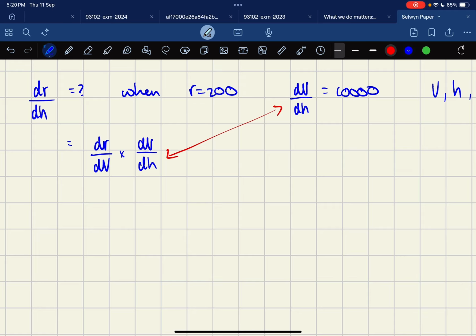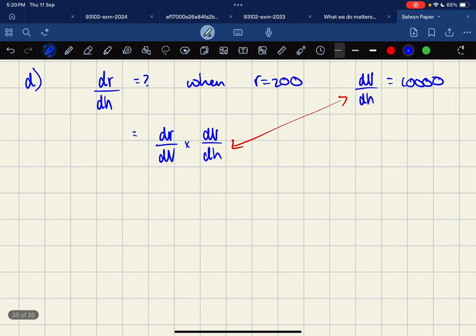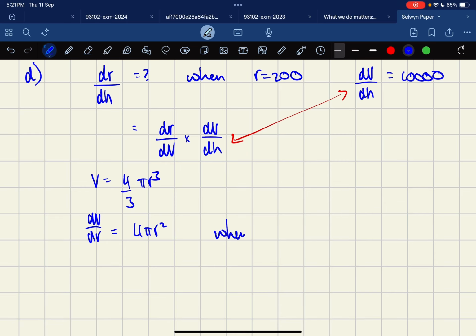It's 10,000. So we need to find the derivative of r with respect to volume, which we can use the volume function for. Volume of a sphere is 4/3 pi r cubed. Deriving this function with respect to r gives us 4 pi r squared. And we're interested in when the radius is equal to 200. So just substitute in 200 right now. 200 squared.